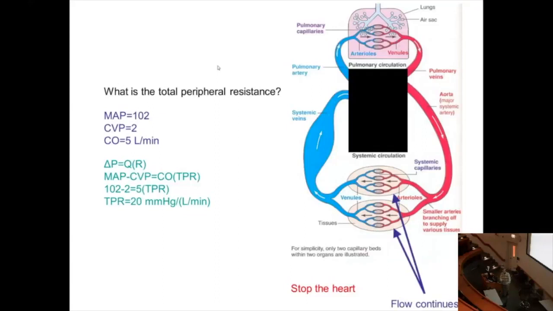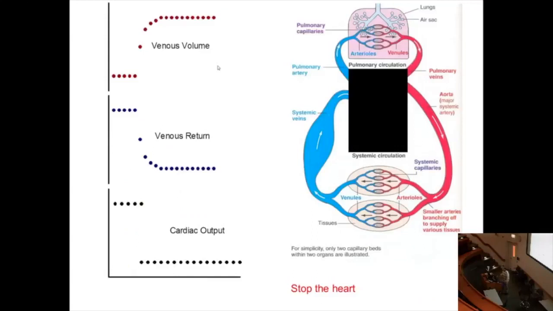The flow through the system does not instantaneously stop. It continues for a while, right? So eventually it's going to stop, but it takes a while for that to happen because you've still got a pressure gradient there, okay? You've still got pressure higher in the arteries, lower in the veins. Blood is still flowing. And so you don't instantaneously just stop flow. What happens is your venous return gradually drops and eventually stops. And of course, your cardiac output stopped immediately, right?